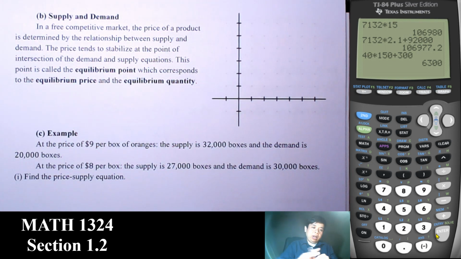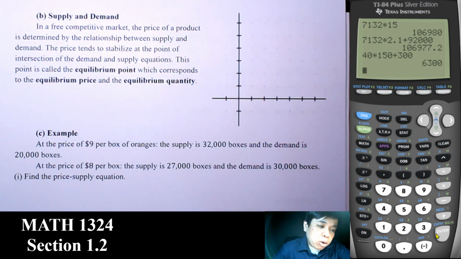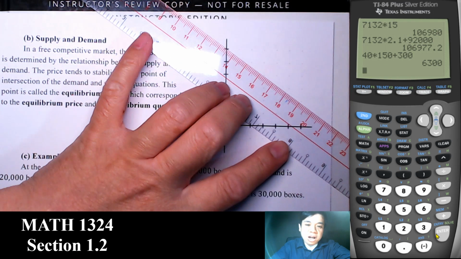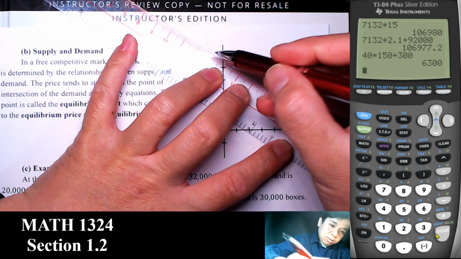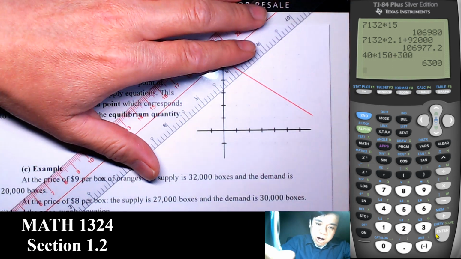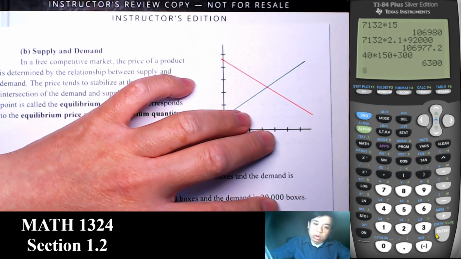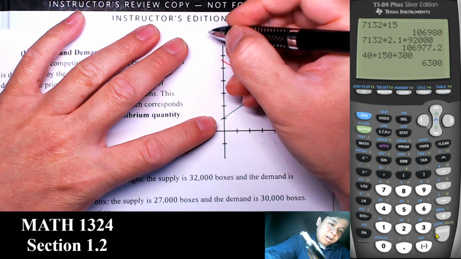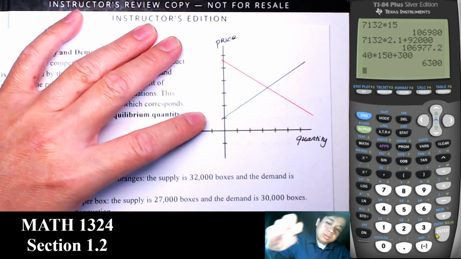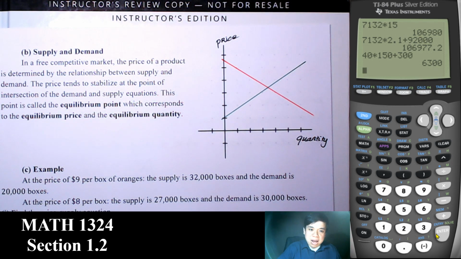Right. Now we have another application here: supply and demand. Supply and demand is the relationship between quantity and price. I just want to draw two lines here, one line going down and one line going up. Let's say the horizontal axis is the quantity and the vertical axis is the price. Which one is the demand, and which one is supply?